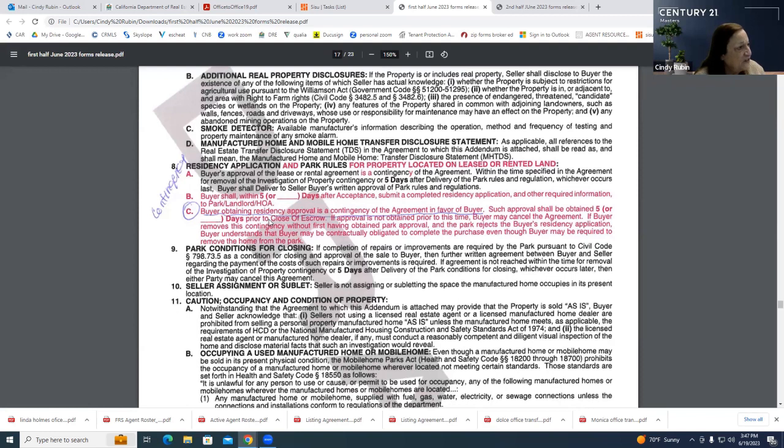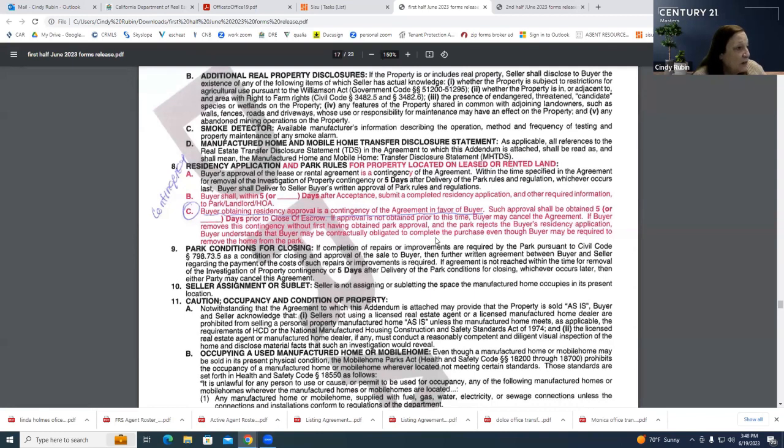The worst thing about it. So now they say it, and it's 5 days prior to the close of escrow. So buyer, you don't have to worry if something happens at the end and the park does what parks do and does something jerky. The worst thing about it is how long such approval shall be obtained: 5 days prior to close of escrow. And if you're in escrow for 30 days, you should have applied for the park approval. You would hope so.